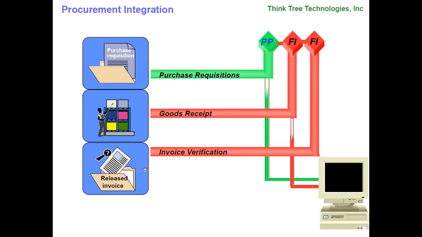These are some of the integration points between SAP MM and other modules. At the time of purchase requisition, there is integration with production planning, because a lot of purchase requisitions might be coming from the production planning function. At the time of goods receipt, there is integration with finance, because when we receive the inventory, the system automatically updates and performs the material valuation. And then there is invoice verification, which is another integration of SAP MM with finance.